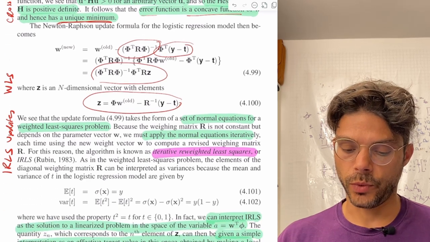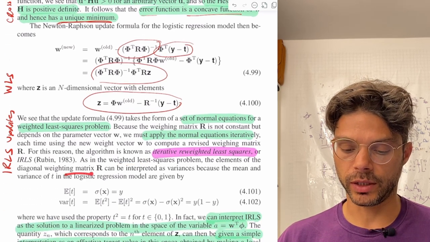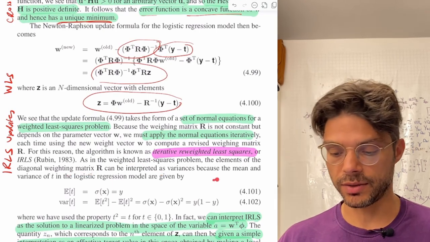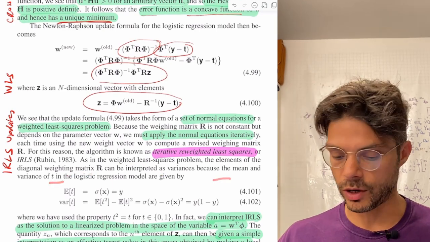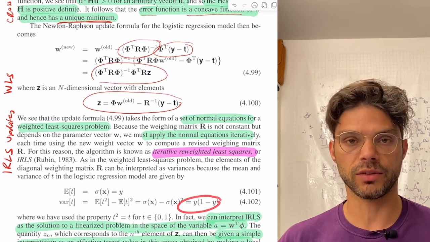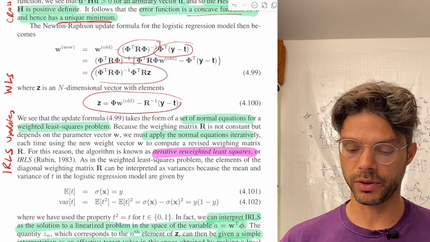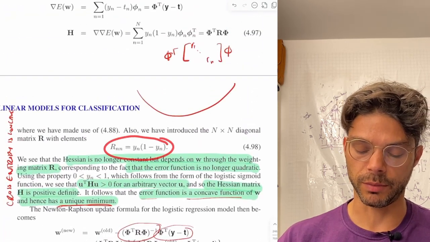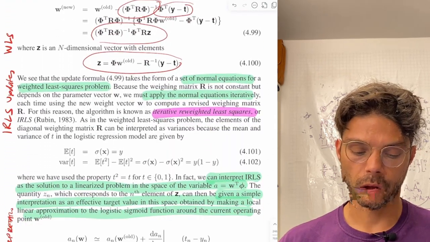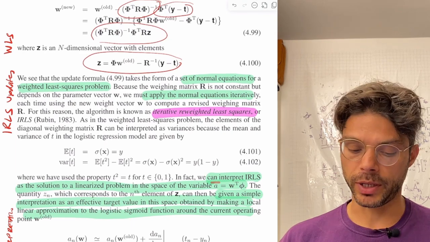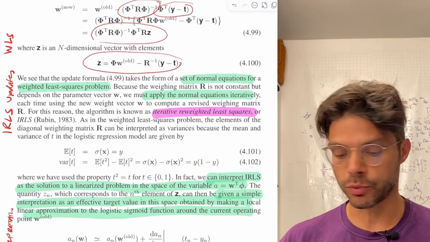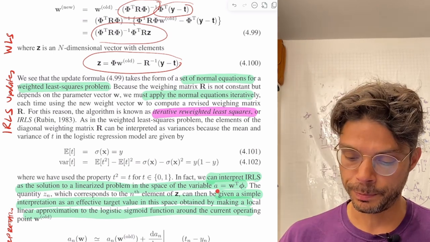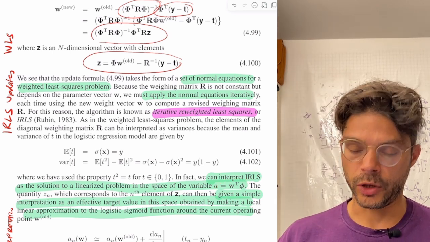As in the weighted least squares problem, the elements of the diagonal weighting can be interpreted as variances because the mean and variance of t in the logistic regression function are given by this. So the variance of the outputs, which we already talked about, has this form, and those are what's in the columns of R. In fact, we can interpret IRLS as a solution to a linearized problem in the space of the variable a. Remember, this is how we linked our features into what was going into the sigmoids.